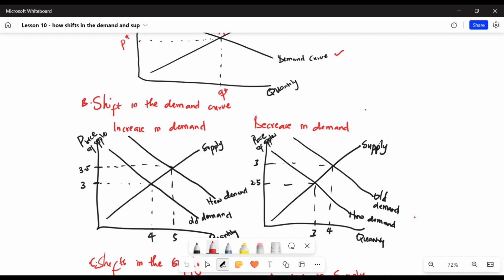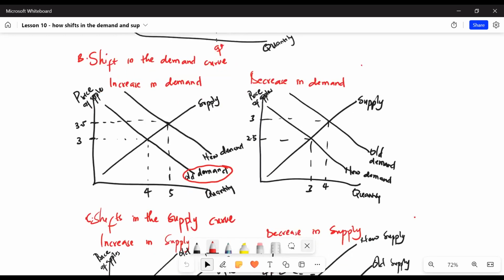The first instance here is an increase in demand. Let's assume that we start from this demand curve, which is our old demand curve. And any factor in the market, apart from the price of the good, causes the demand to increase. In this case, it's going to shift to the right. So there's a shift in our demand curve from our old curve to our new demand curve.